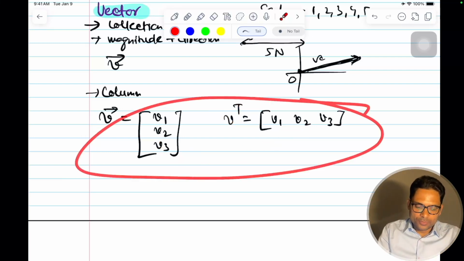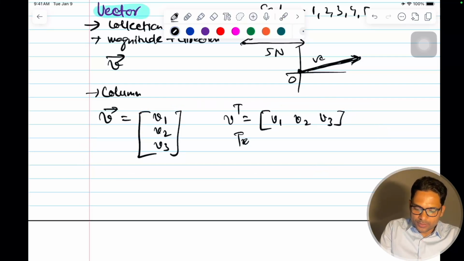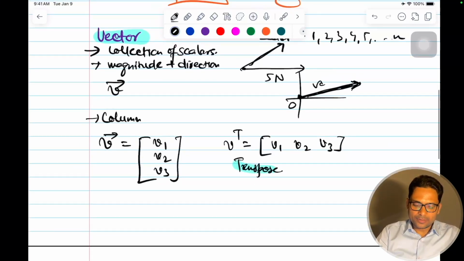Simple. So I hope this one more term is clear. So we understood what a transpose is. We understood what a vector is, and then what a vector transpose is.